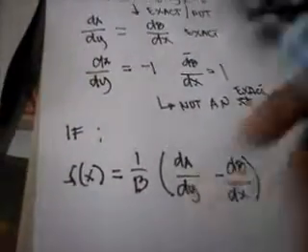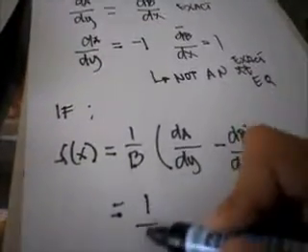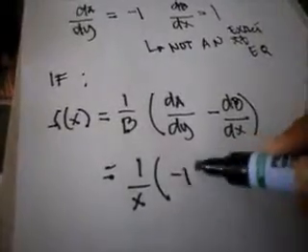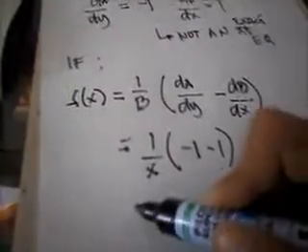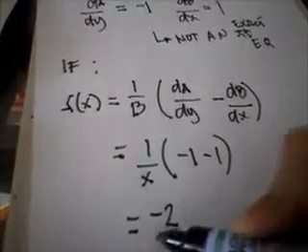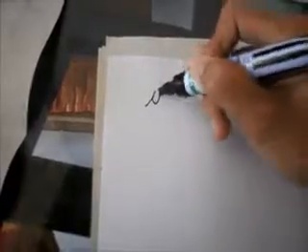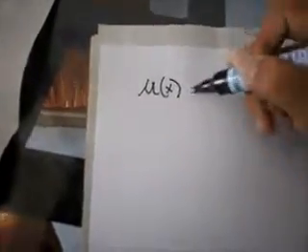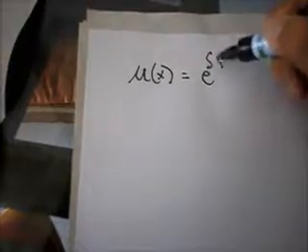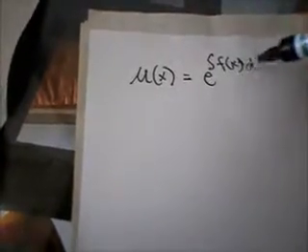Let's just substitute the values. For b, our b there is x. So 1 over x times (-1 - 1). So we get -2 over x. But this is not yet our integrating factor. This one, mu of x, is equal to e to the integral of f of x dx.